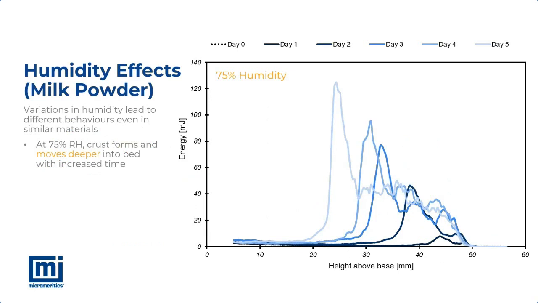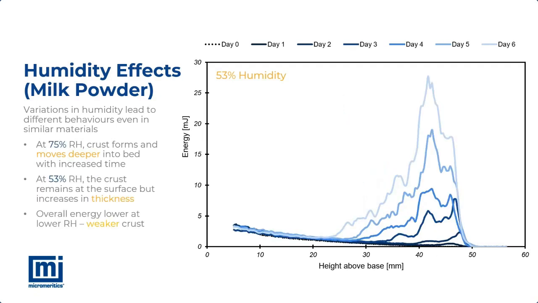Difference in the behaviours of the crust may be linked to the particular relative humidity set. In this case of milk powder at 75% relative humidity, we can see that, as previously, we have a surface crust which then migrates deeper into the sample whilst leaving a partially crusted region behind. At 53% humidity though, the surface crust is largely maintained, although its thickness does seem to increase.